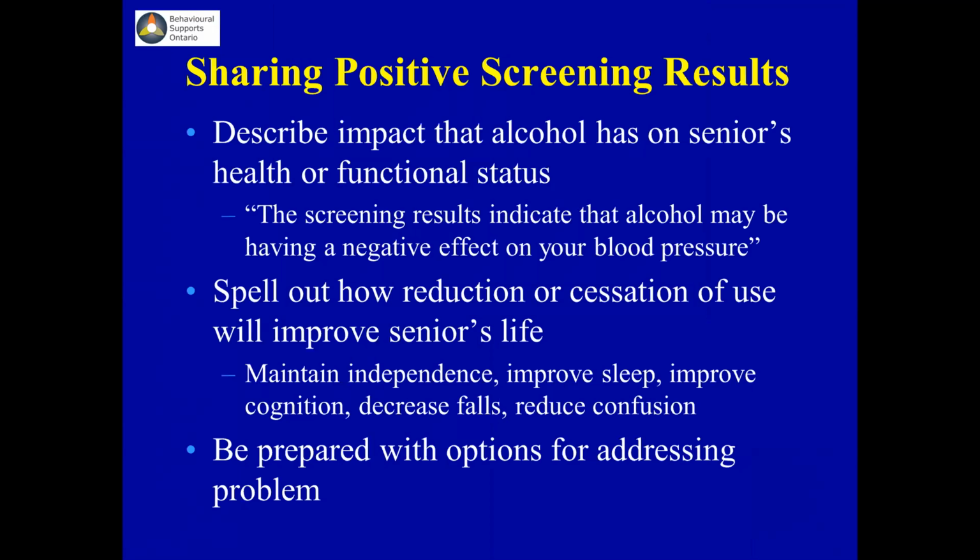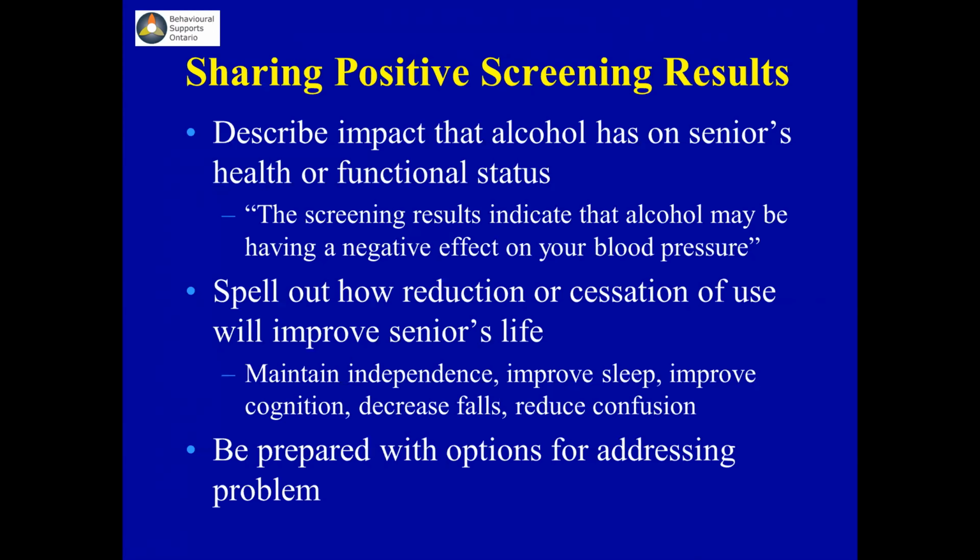So in terms of sharing positive screening results, which is the next step after someone screens positive, is really talking to them about how alcohol might be affecting their health or their functional status. So you might say, these screening results indicate that alcohol might be having a negative effect on your blood pressure, your falls, your mood, whatever the case might be. And then really telling them how a reduction or cessation of their use of alcohol might improve their life.